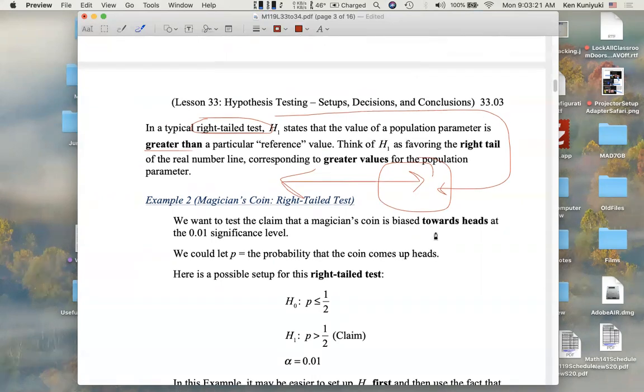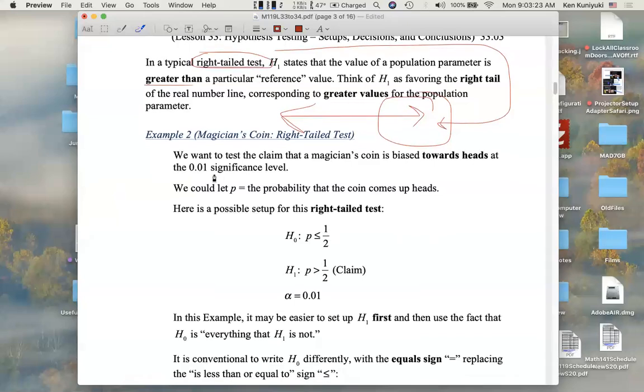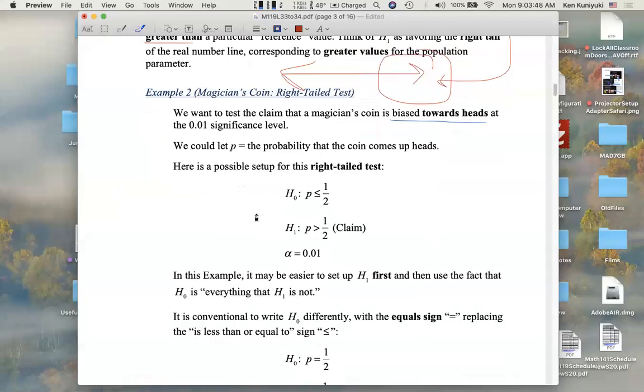the parameter. So in our example, well, the magician's coin example, we want to test the claim that a magician's coin is biased towards heads. Biased towards heads at the 0.01 significance level. So we can let P be the probability that the coin comes up heads, as usual. And here is a possible setup for this right-tailed test. It's the one that we typically write up.